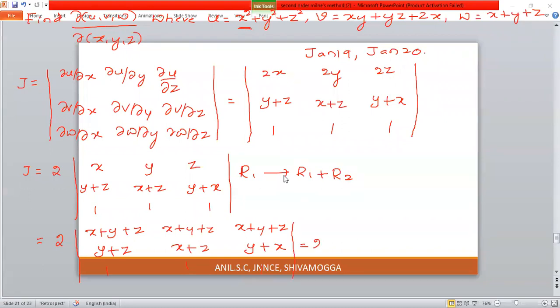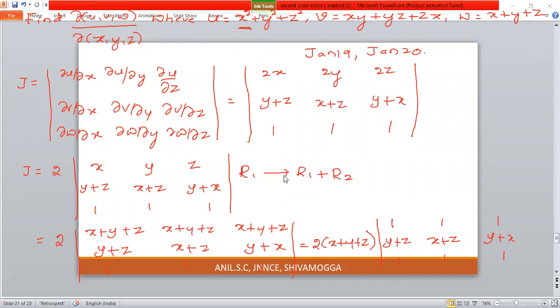Therefore, this is equal to 2 into, what is the common factor now in the first row? x plus y plus z is common in all the three terms, so keep it outside. We take it as a common factor, x plus y plus z. As x plus y plus z comes outside, what will be the resultant first row? 1, 1, 1, because x plus y plus z is kept outside. And here y plus z, x plus z, y plus x.